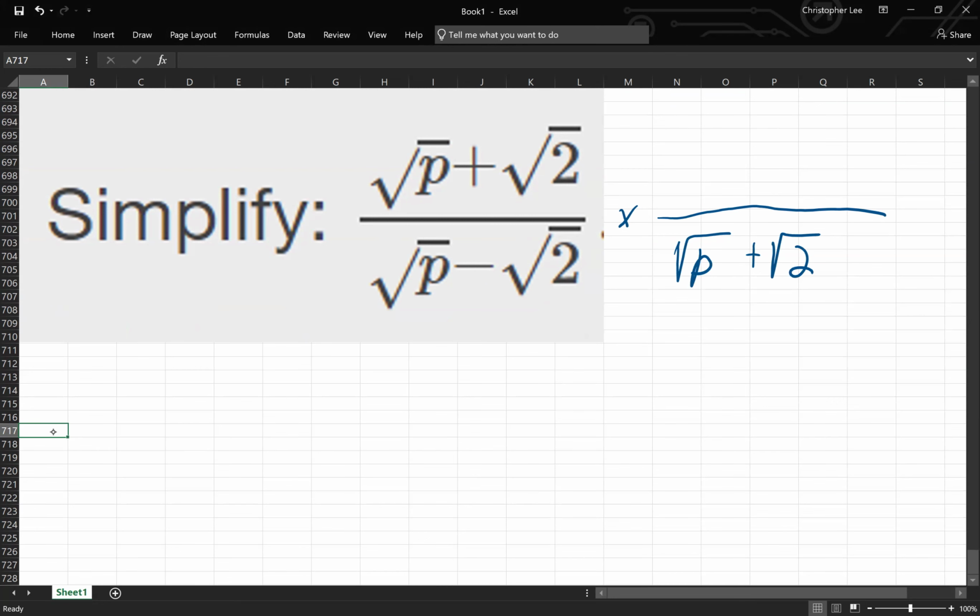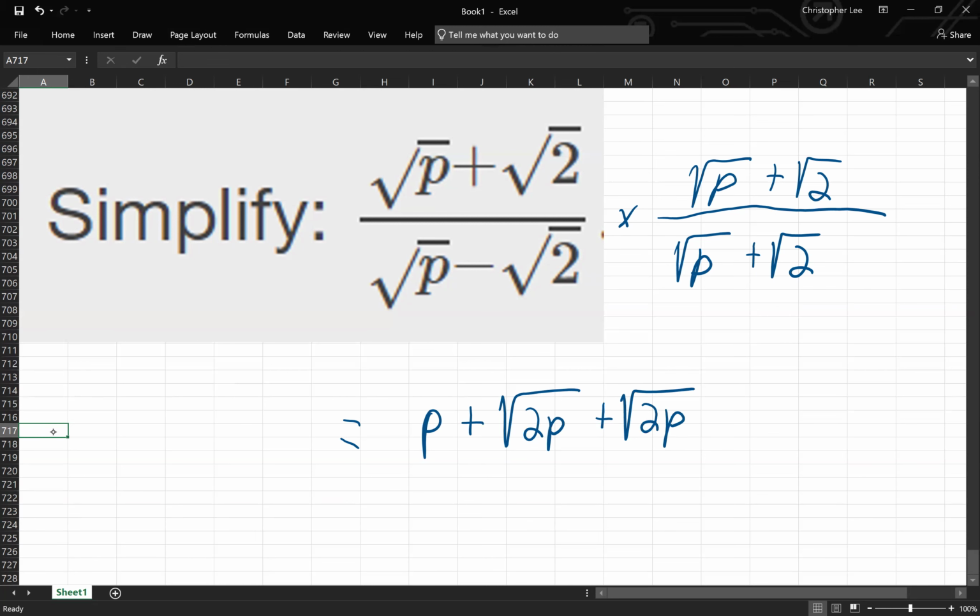What do I do to the bottom? What do I do to the top? This is going to become square root p plus square root 2. After that, just distribute, combine like terms, and then that's it. Square root p times square root p will give me just plain p. Square root p times square root 2 is going to give me a square root 2p. Square root 2 times square root p is going to give me a positive square root 2p. And last but not least, square root 2 times square root 2 is just going to give me a positive 2.